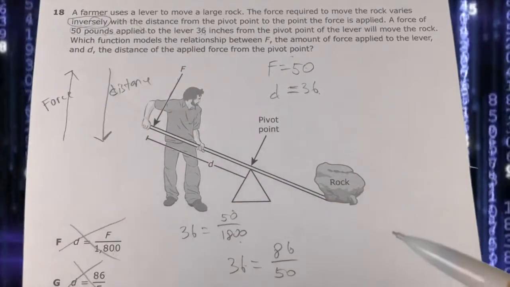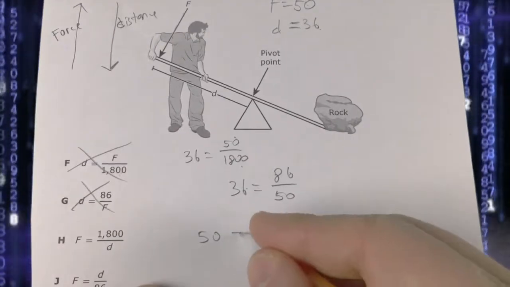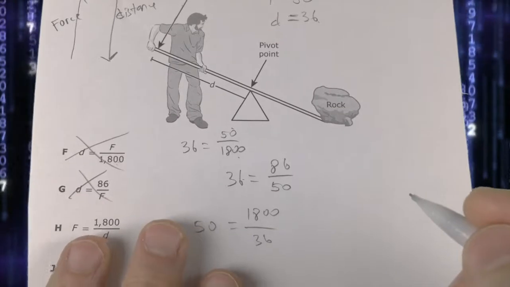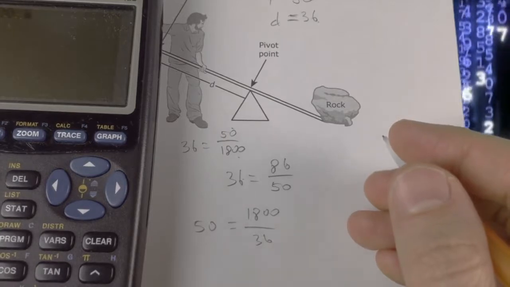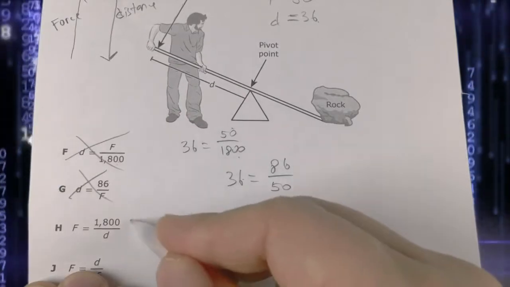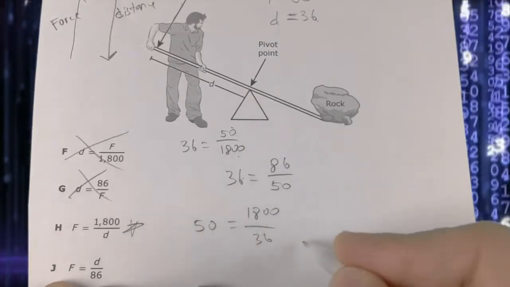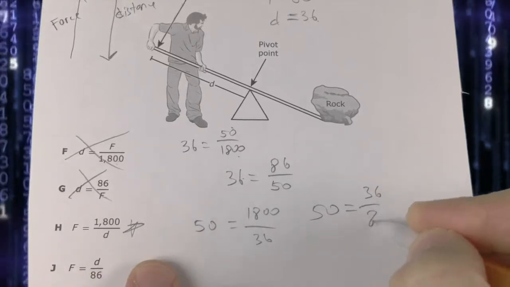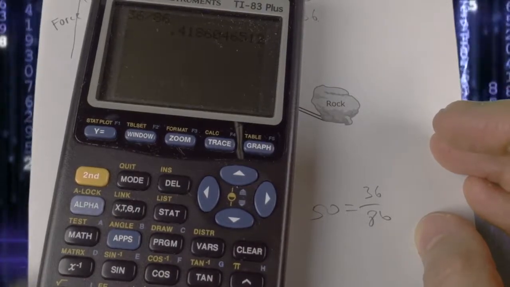So that doesn't work. F, which is 50, equals 1,800 divided by 36. So let's do 1,800 divided by 36. We get 50. That one works, so this one is a definite contender for being the right answer. The last one, F, that would be 50 equals D, 36, divided by 86. That's not going to give me 50. 36 divided by 86 gives me some weird decimal.